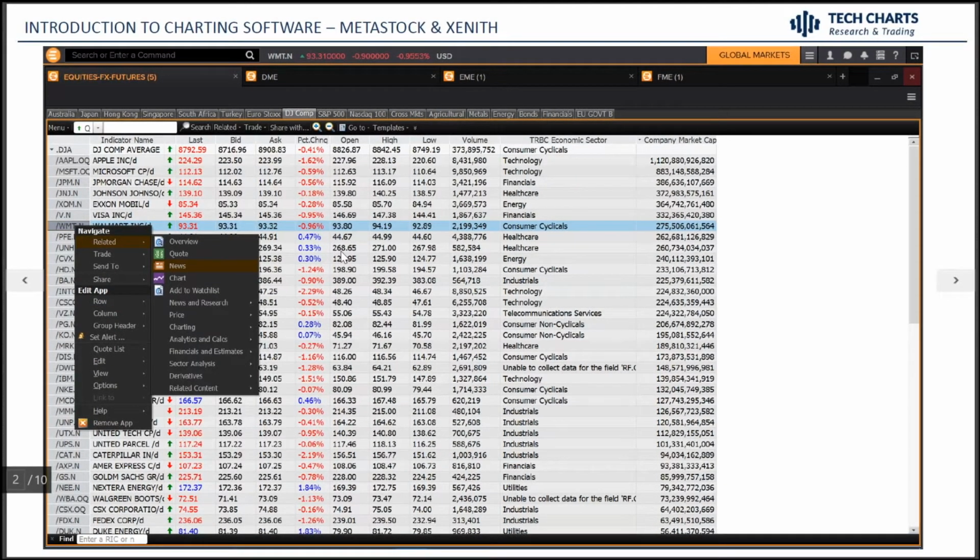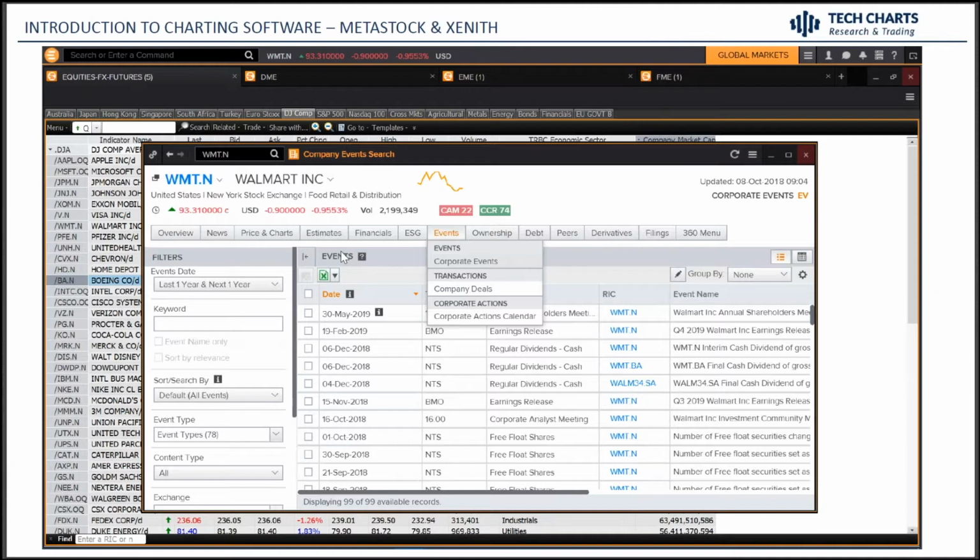Also, by right-clicking on the instrument, you can get data about the stock, related news, and also fundamental data. The fundamental data is the least I'm interested in. However, I do check latest corporate events, such as stock splits or earning announcements. And Zenith has a very detailed database for the next 1 year of corporate events.